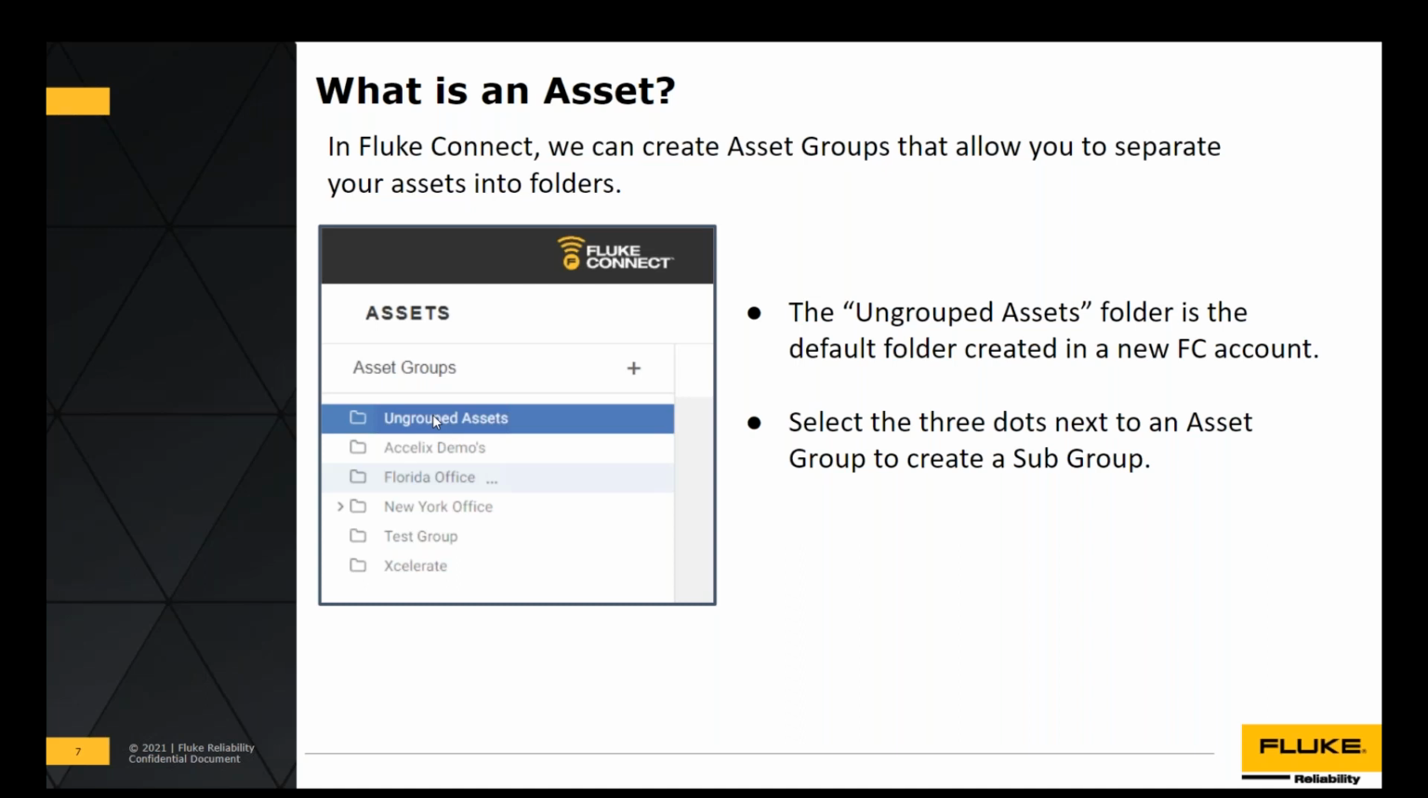You can also create subgroups within an asset group. So say you have a specific office location and then you would like to separate out your assets by a specific department or each room or building, things like that. You can create subgroups underneath the folders.